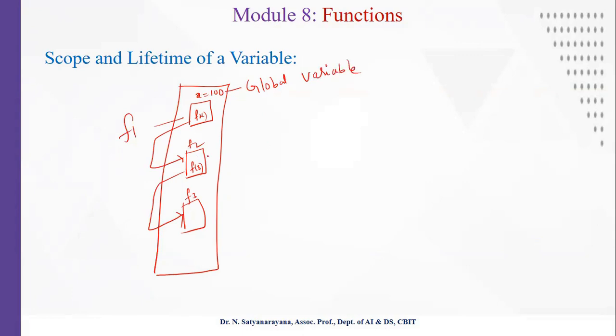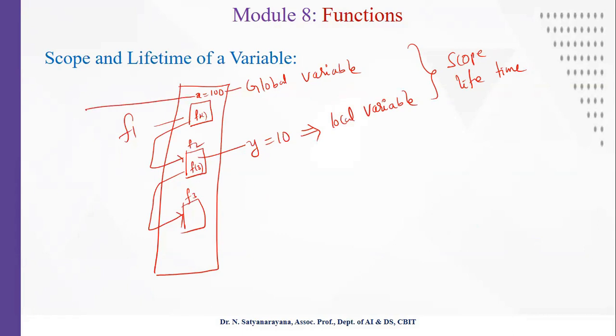And if I define some variable, say y equal to 10, inside F2, because it is inside the block, we say it is a local variable, right? So what about the scope and lifetime of these two variables? That was the point of concern. One has to be a bit careful about scope and lifetime. What is scope actually? The scope is the extent to which the value of the variable is known inside the program.